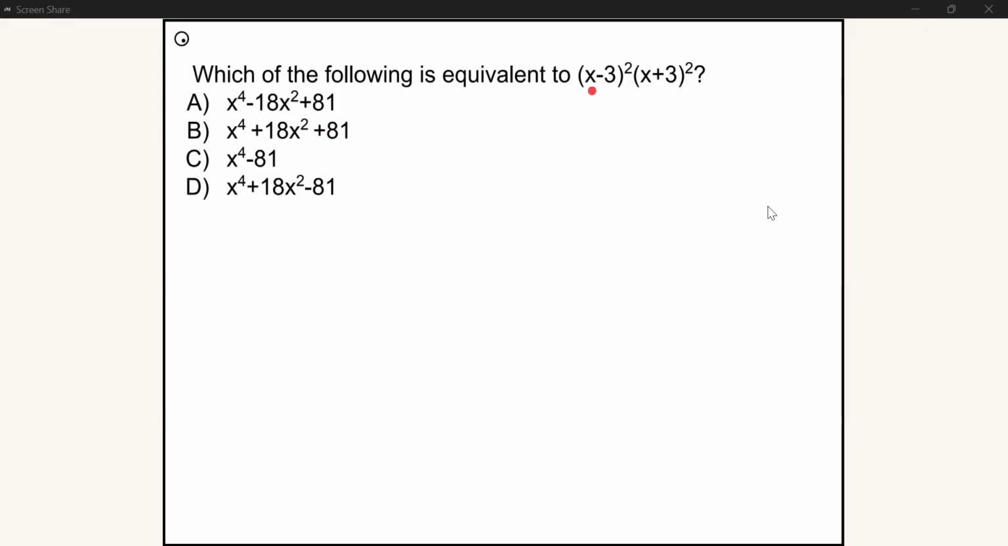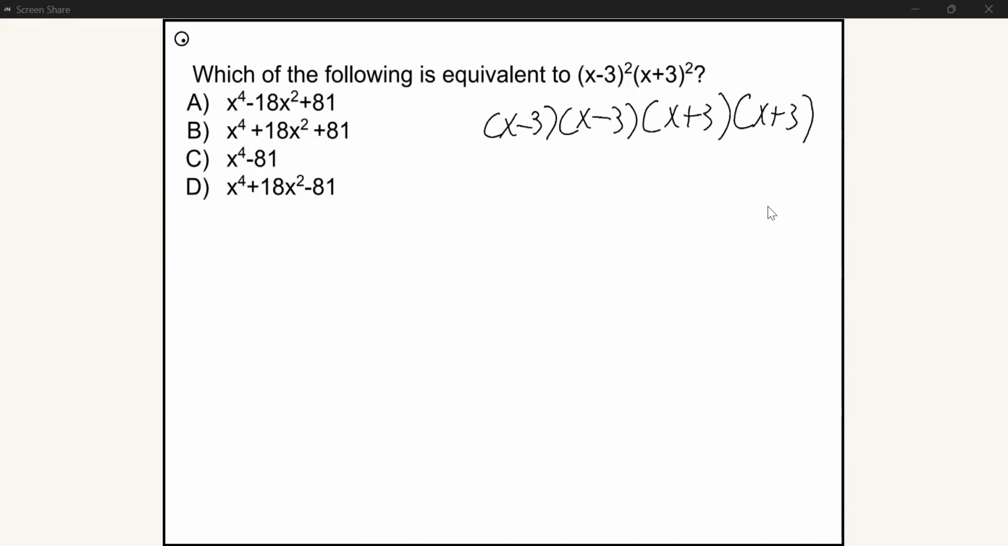So the thing you don't want to do, that might make the most sense, is to square x minus 3 and square x plus 3 and then multiply them together, right? If you think about PEMDAS, you would do exponents before you do multiplication. But remember, exponents are often just a shorthand for multiplication. So if we write this out, we can do this: x minus 3 times x minus 3 times x plus 3 times x plus 3.